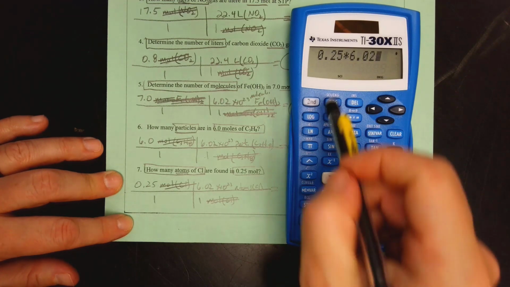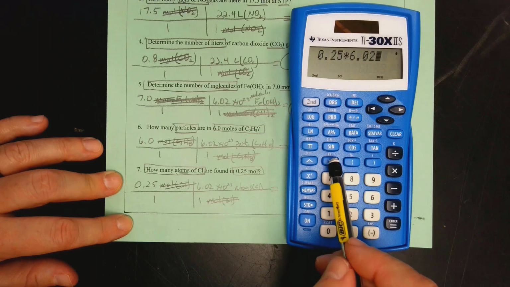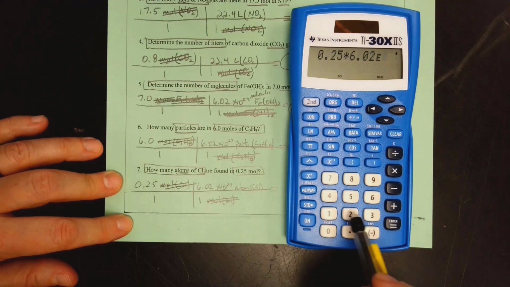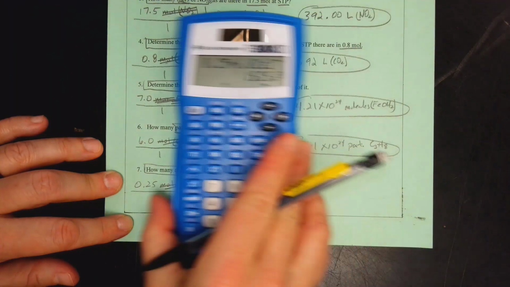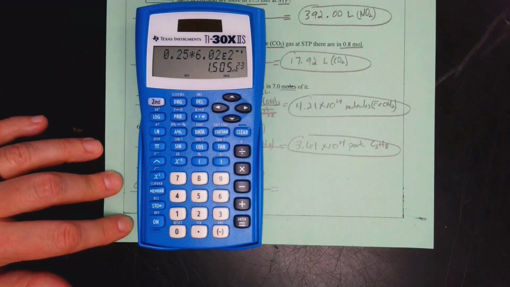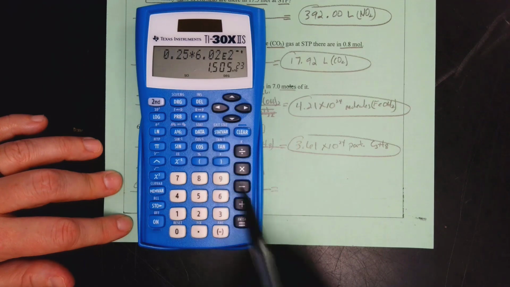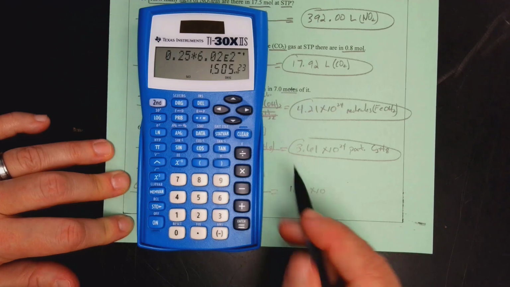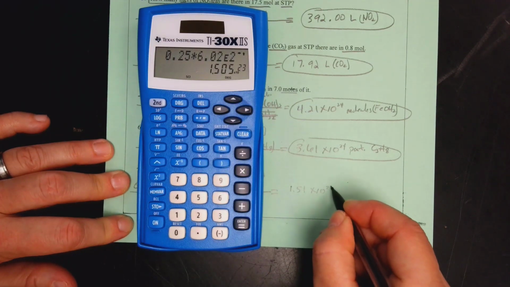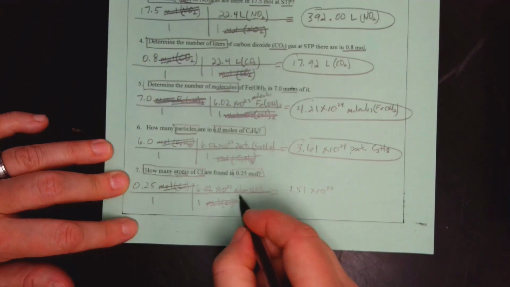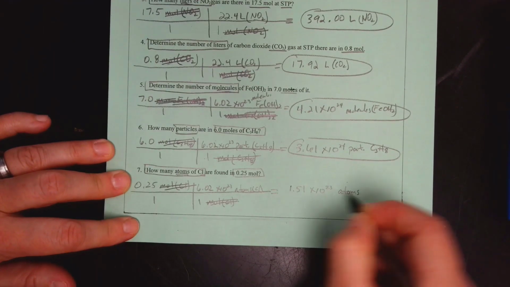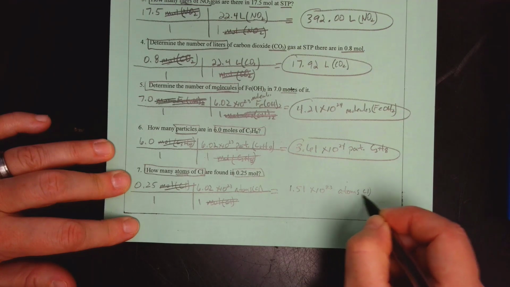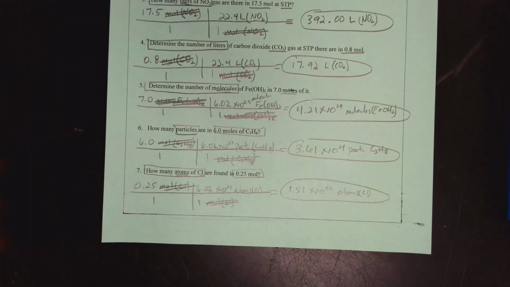6.02. I have to hit my second button, hitting that button right above the 7, typing in my exponent, and it looks like my answer is 1.5, and I'm going to round that up to 1.51 times 10 to the 23rd, and that's going to be based on my units, atoms, there it is right there, of Cl. And that is your final answer. All right, good work, you guys. We just got page 1 in the books. All right, let's do page 2.